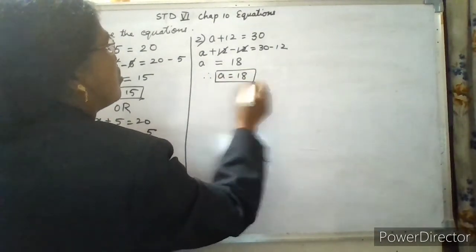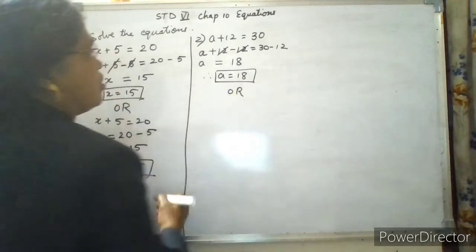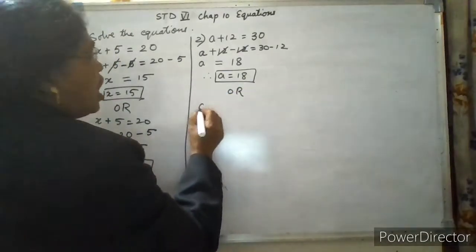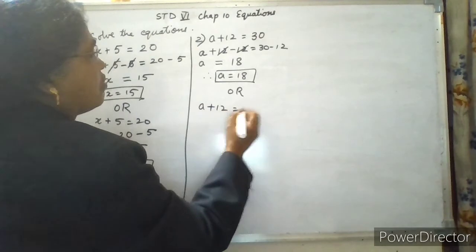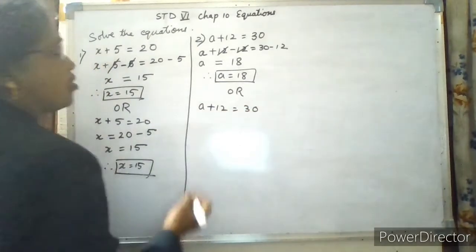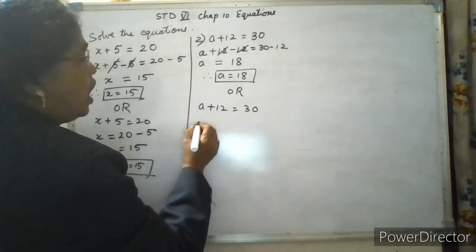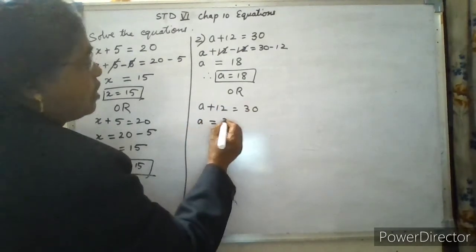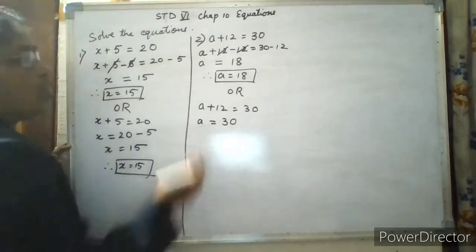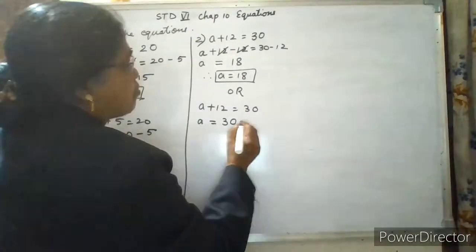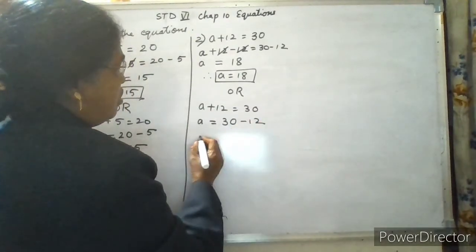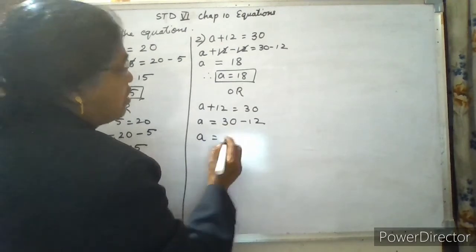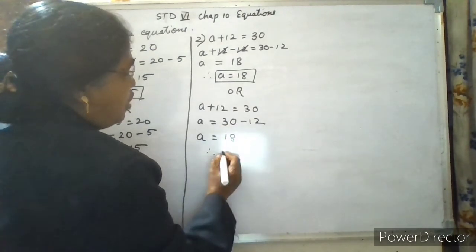Or second method, a plus 12 equal to 30. Now, a equal to, I will transfer 12 that side, 30 write first. Then transfer 12, plus 12 becomes minus 12. So a is equal to 30 minus 12, is equal to 18. Therefore, a is equal to 18.